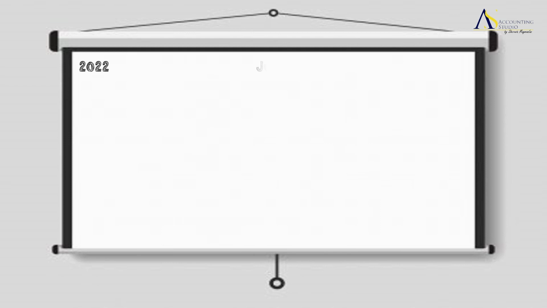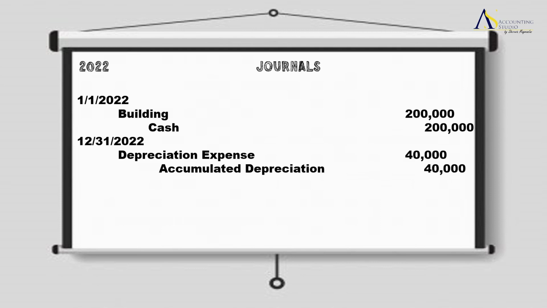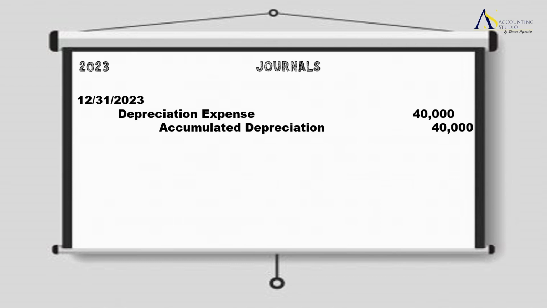Now, let's prepare the journal entries for each year. For the 2022 financial year, we debit building for $200,000 and credit cash for $200,000. At the end of the year, we recognize depreciation expense of $40,000 as computed. The entries would be debit depreciation expense 40,000 and credit accumulated depreciation 40,000. In this year, there is no impairment as the recoverable amount equals the carrying amount. In 2023, we only recognize depreciation of 40,000. Again, no impairment as the recoverable amount is higher than the carrying amount. Recoverable amount of 192,000 is greater than the carrying amount of 120,000.